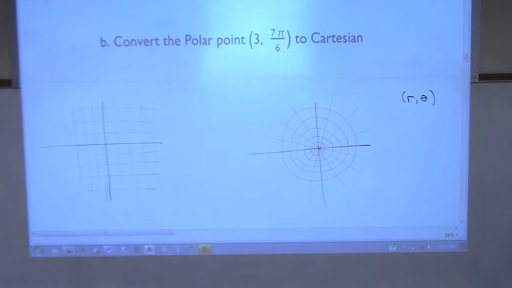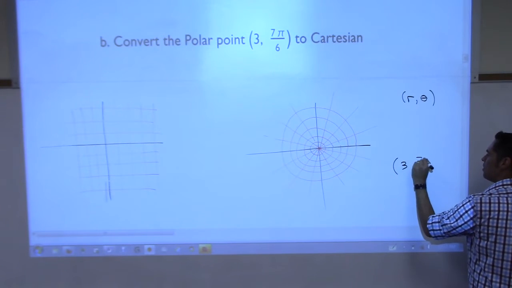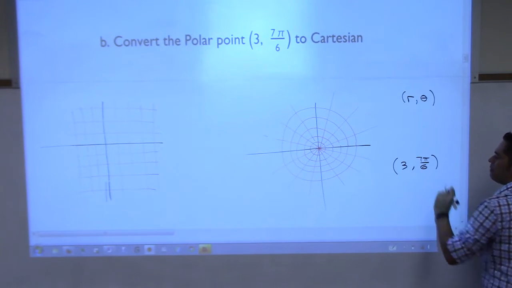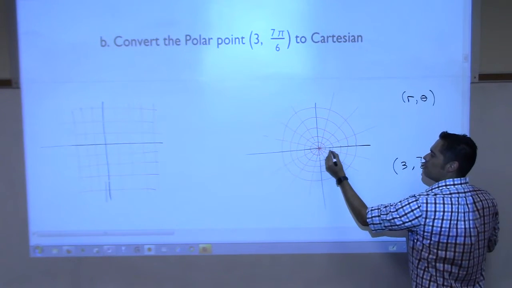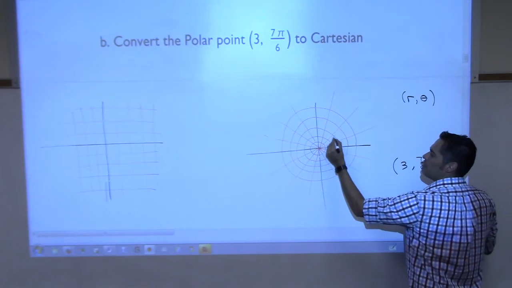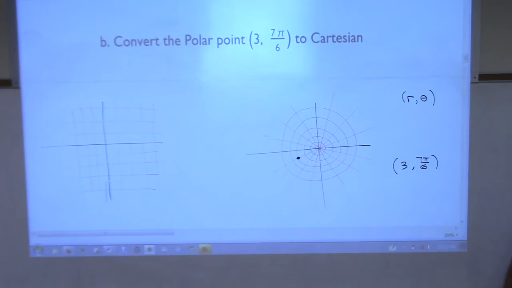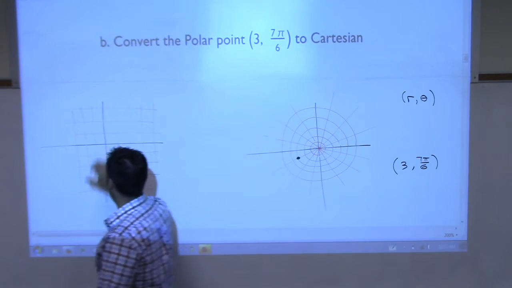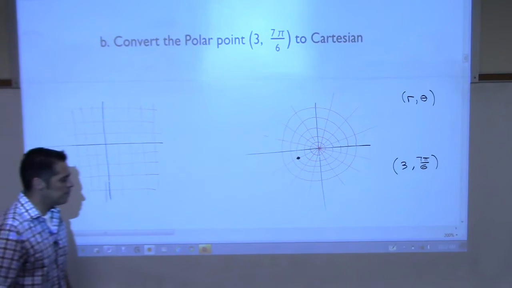All right, so now if we want to graph something like 3, 7 pi over 6, I'm going to go to the third ring, so 1, 2, 3, and I'm going to rotate 7 pi over 6, which will put me right there. Make sense? If those are drawn to scale, you can lay them over each other, and you would have the exact same point. So it's kind of a different perspective.